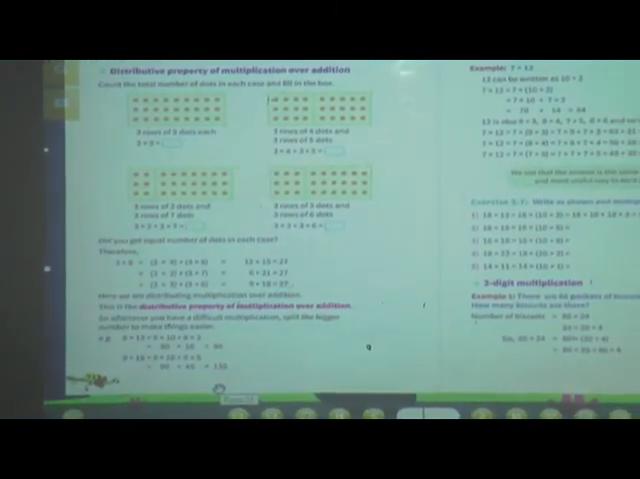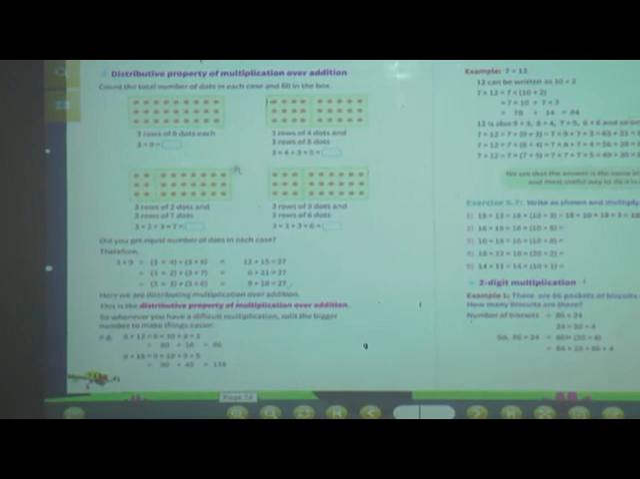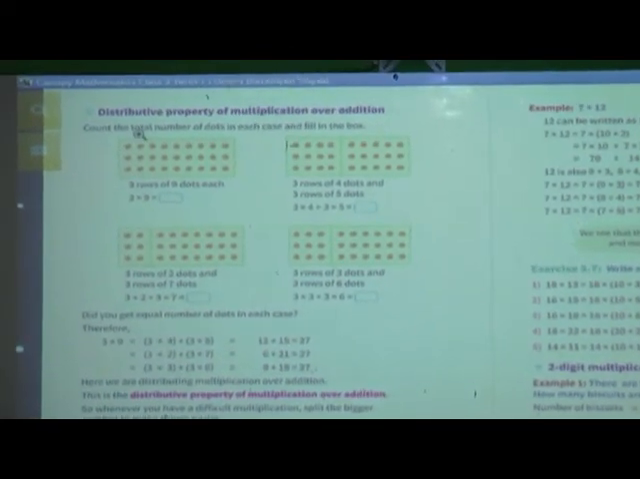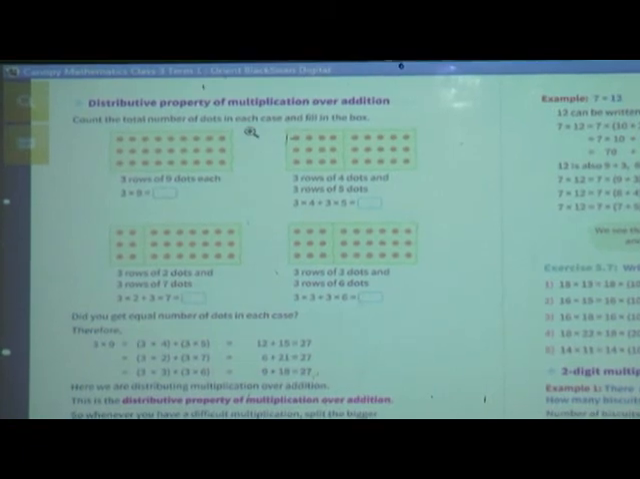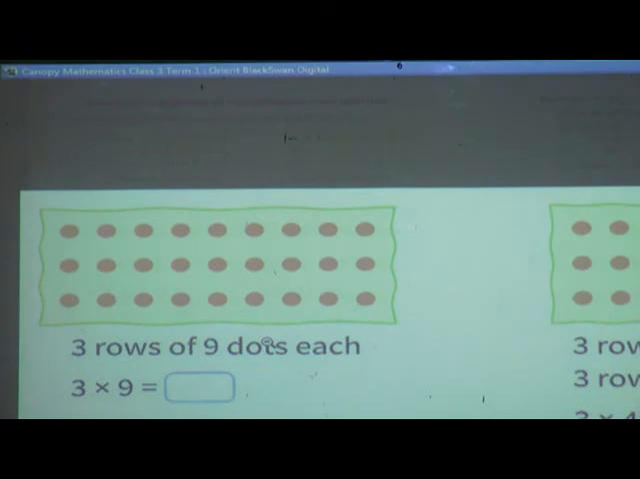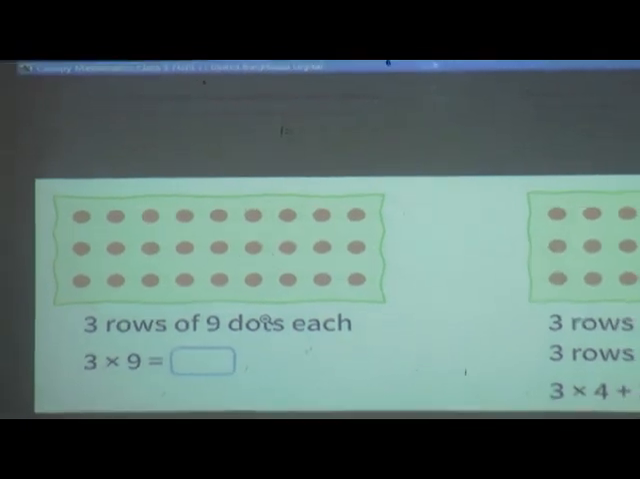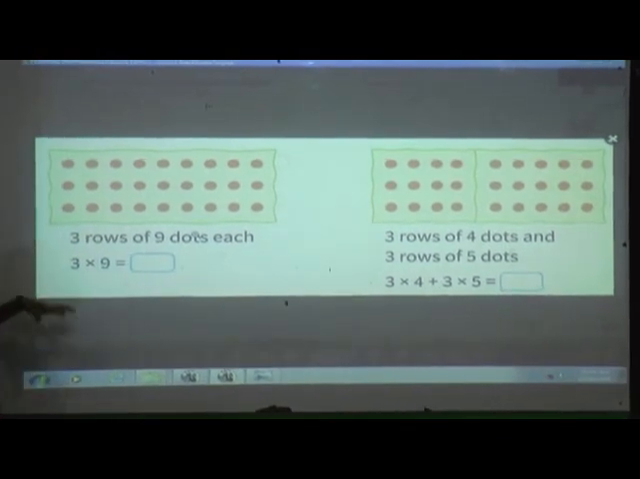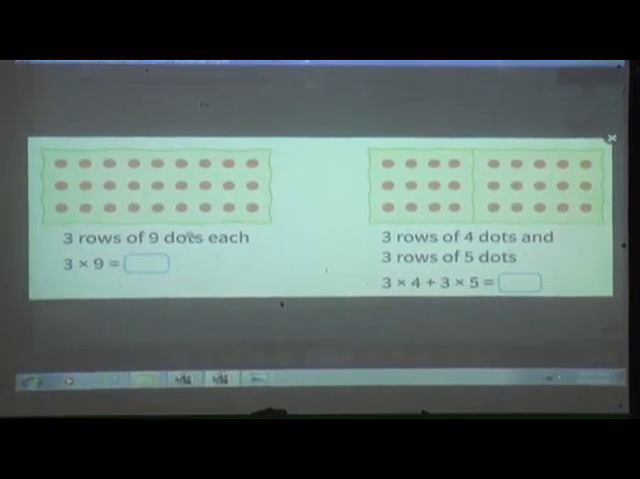Now see, you have to open your textbook page number 74 and you have to do one activity along with me. Now here count the total number of dots in each case and fill in the blanks. So let us start from first.